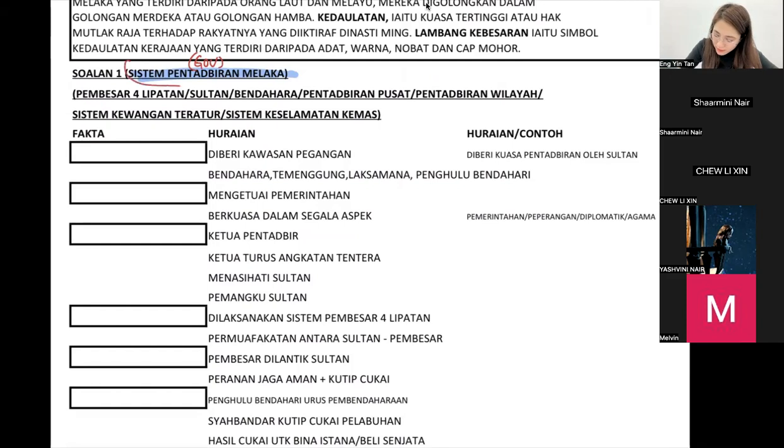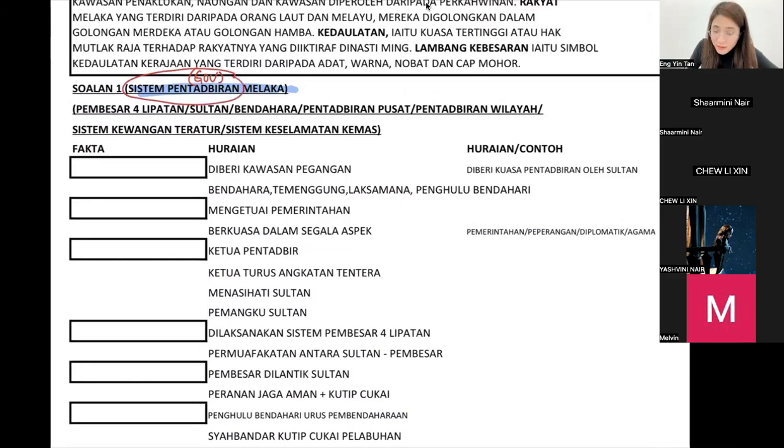Guys, in exam, if they're asking you what is the government system that they use to manage the Malacca Kingdom, the system is called sistem pembesar 4 lipatan. I repeat, 4 lipatan. If they're asking you the name of the system, the government management, the system is actually this. Okay? The system is actually this.